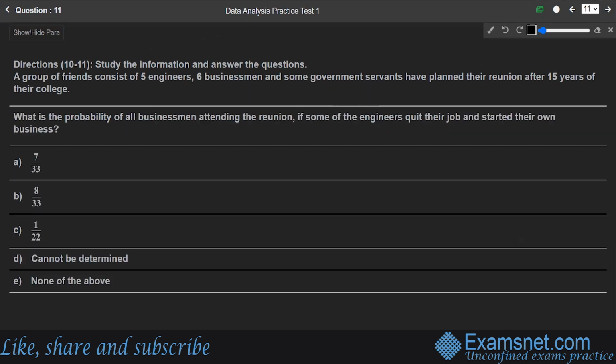Now, what is the probability of all businessmen attending the reunion if some of the engineers quit their job and started their own business? Okay, he says that. Now, they're asking about the number of employees who have shifted their job. They have just said some of the engineers have quit the job, but how many of them have exactly quit the job? They are not telling.